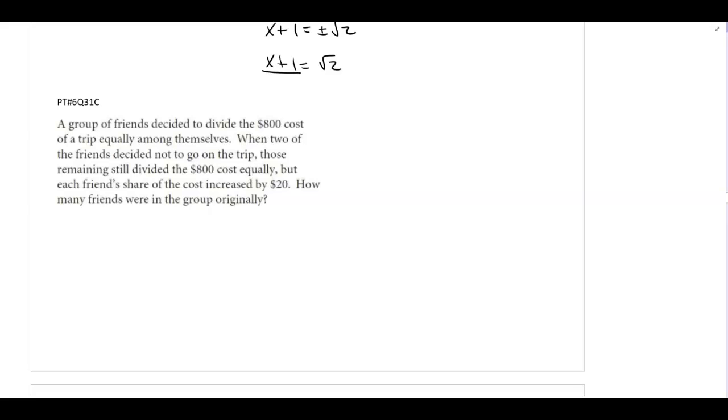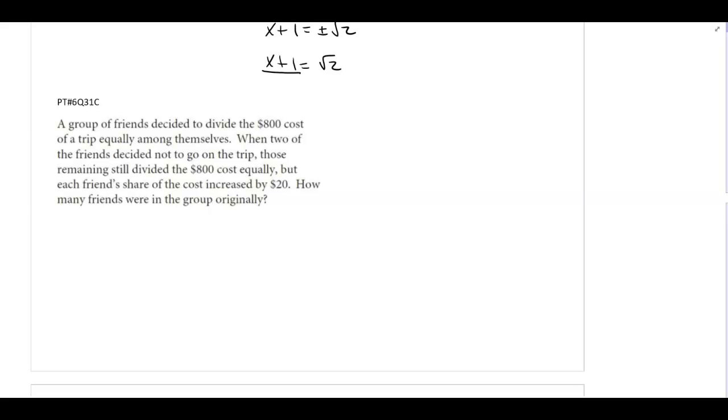Now this last example is a tough one. All right. It says a group of friends decided to divide the $800 cost of a trip equally among themselves. When 2 of the friends decided not to go on the trip, those remaining still divided the $800 cost equally. But each friend's share of the cost increased by $20. How many friends were in the group originally?